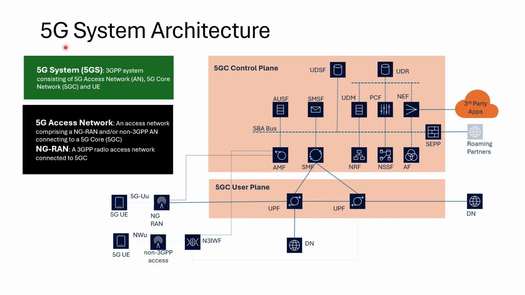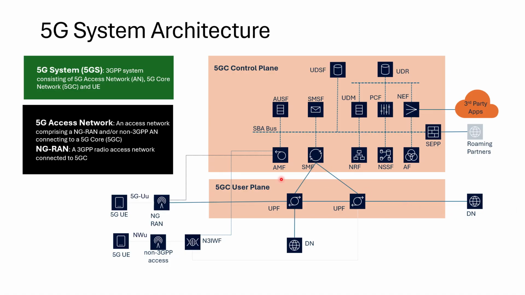Here we are going to discuss 5G system architecture, and 5G systems are also called 5GS. It consists of the 5G access network, the 5G core network, and the UE. Further, the 5G access network can comprise an NG-RAN and a non-3GPP access network, which are connected to the 5G core. And NG-RAN is a 3GPP radio access network that is connected to the 5G network.